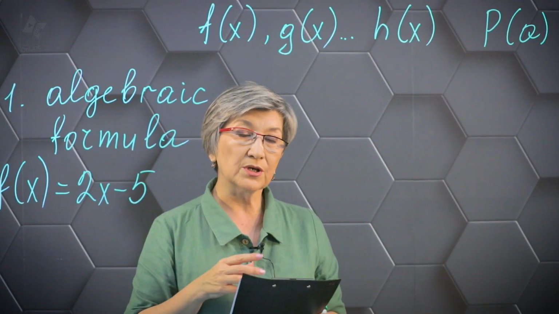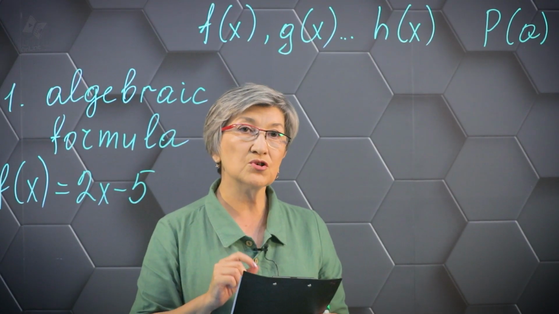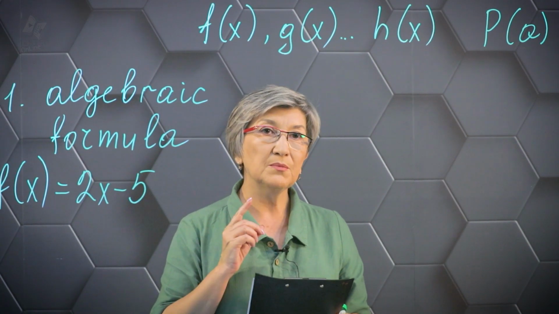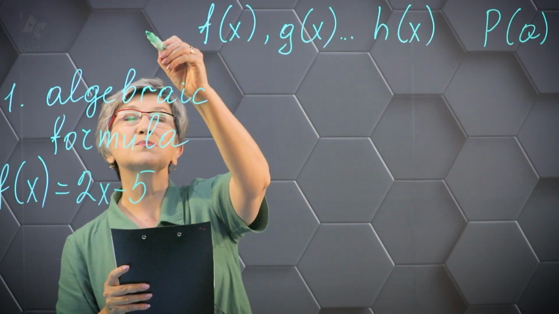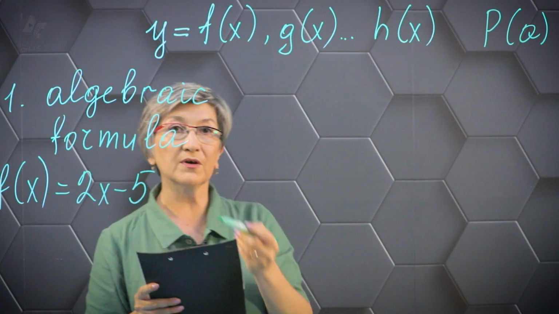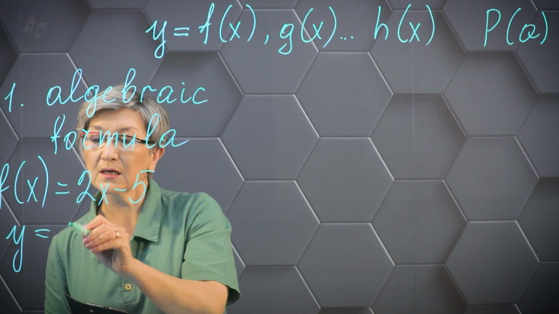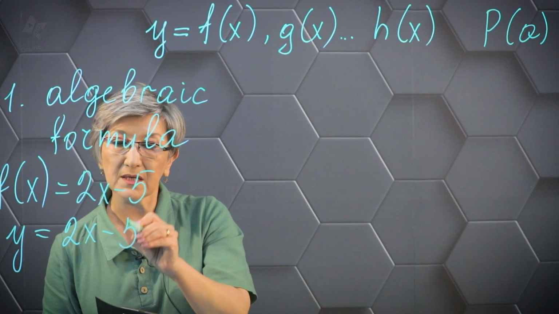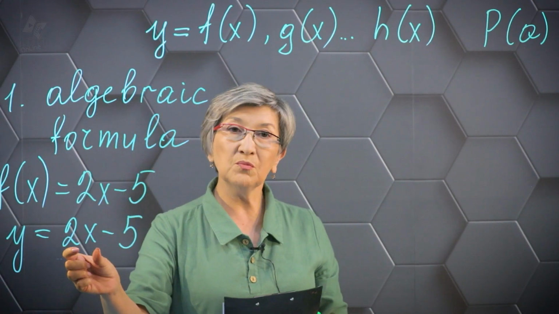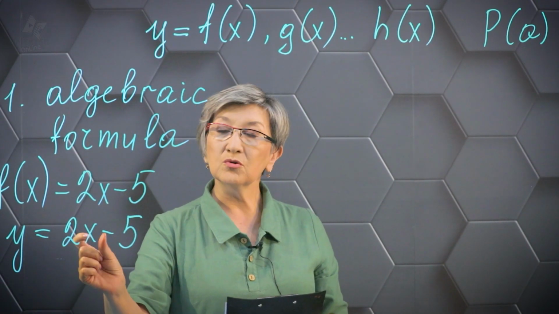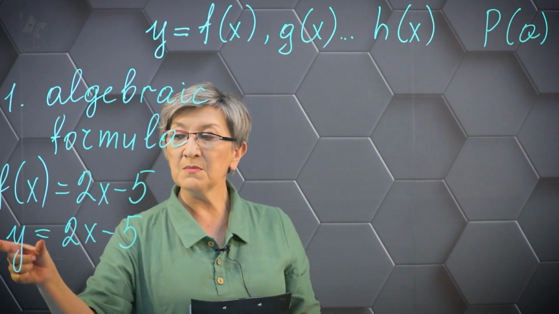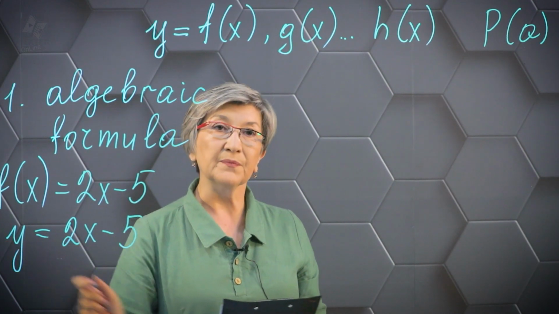We talked in the previous lesson about how a function can also be written using the y variable. I can write that y is equal to f of x, and then this would be written as y equals 2x minus 5. And then if we change one variable, the other variable will change as well.